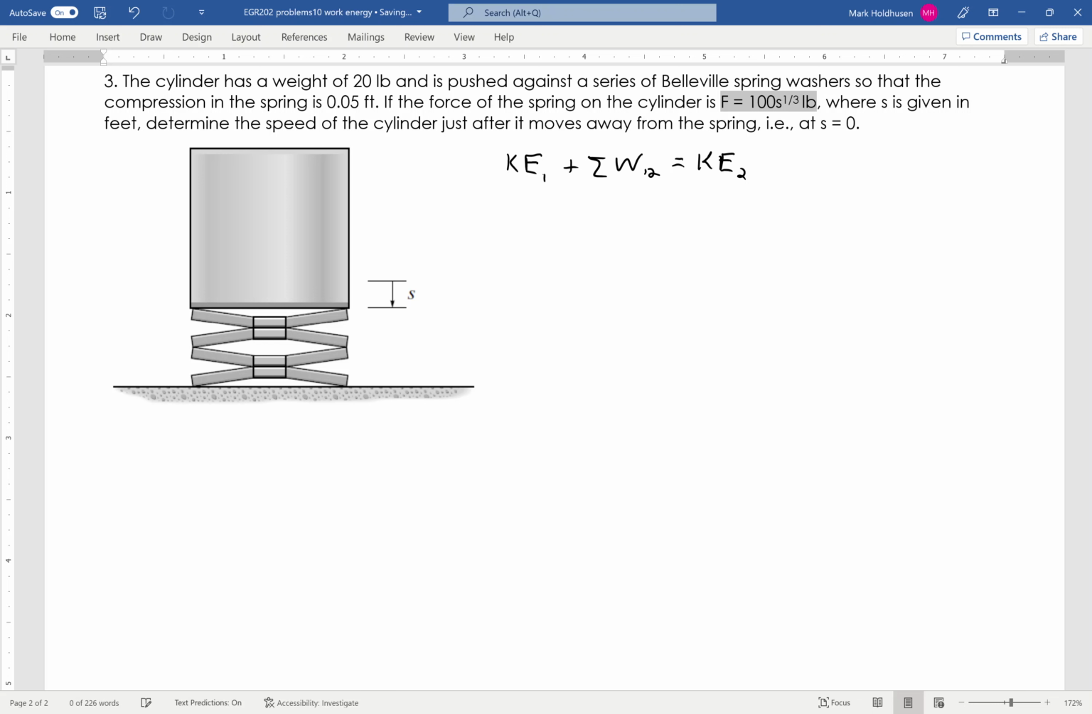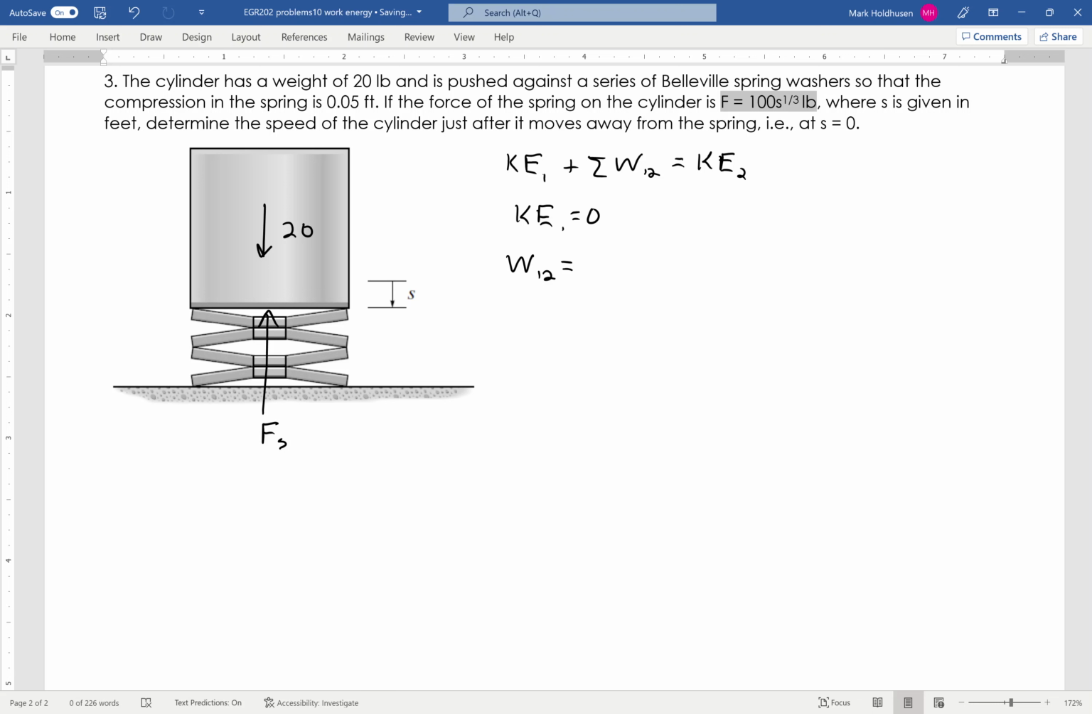My initial kinetic energy, of course, is going to be zero because it starts from rest. It's the assumption that you push it against the spring and let go of it. Now, what I'm working for here is the work being done. All I have here is 20 pounds straight down, and then the force of the spring right back up.